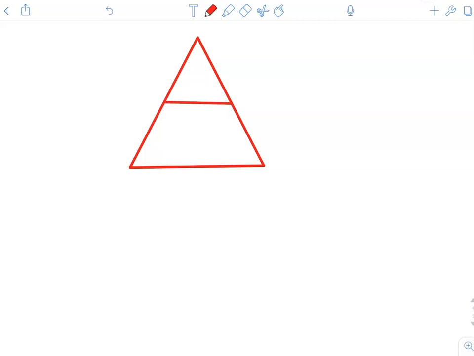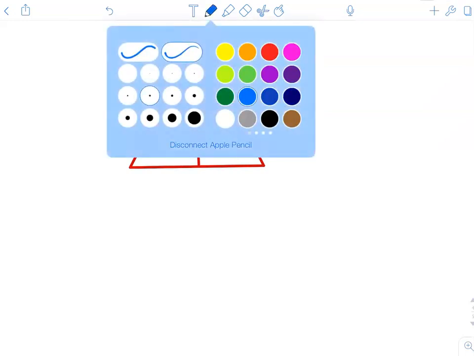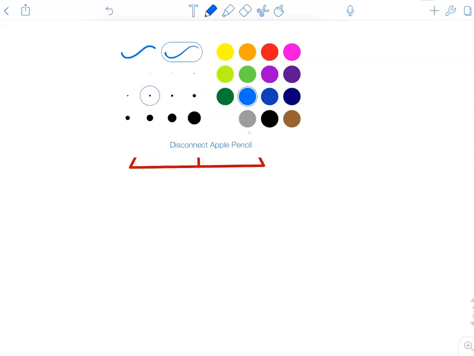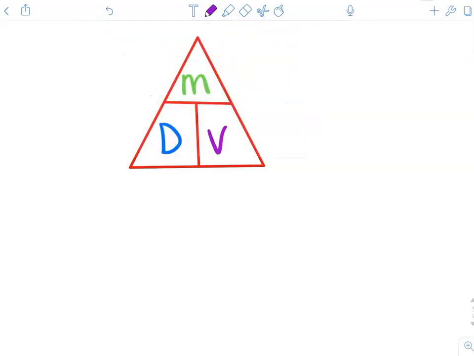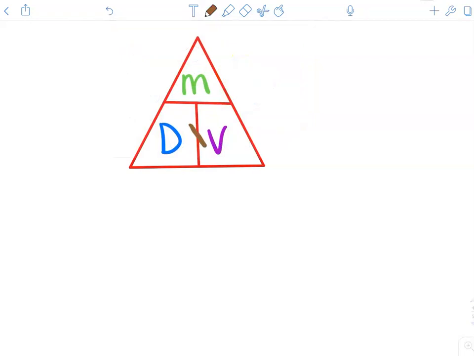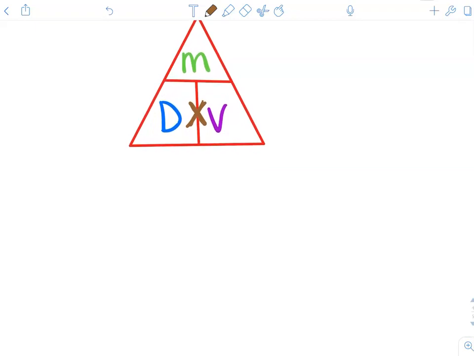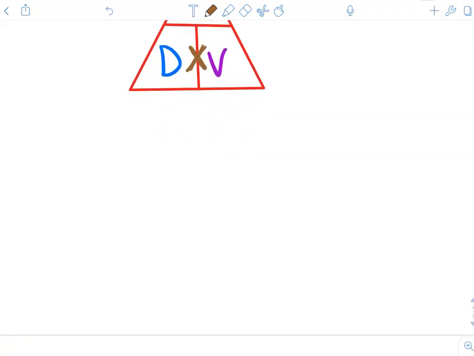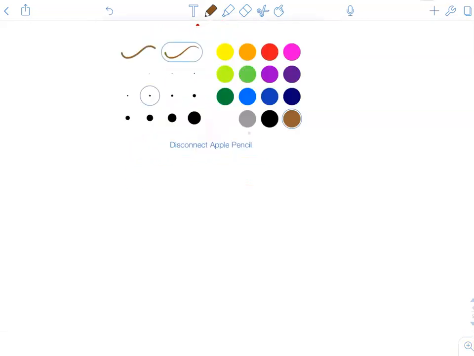So you can see here, I'm just drawing a triangle, and then I'm putting 3 different areas in the triangle. In the top, we're going to have mass. On the bottom, we're going to have density, and then volume. And in between the density and the volume, we just want to put an X for multiplication.